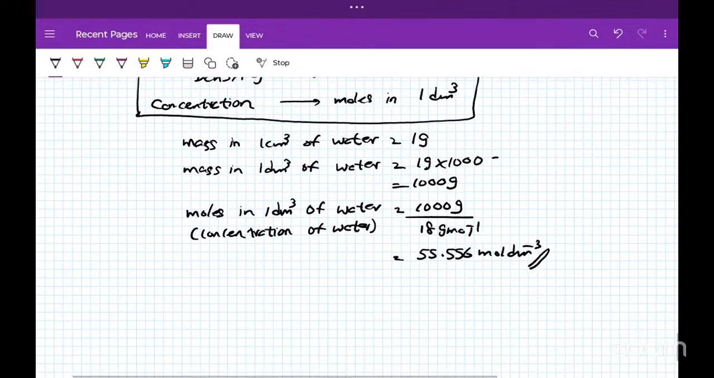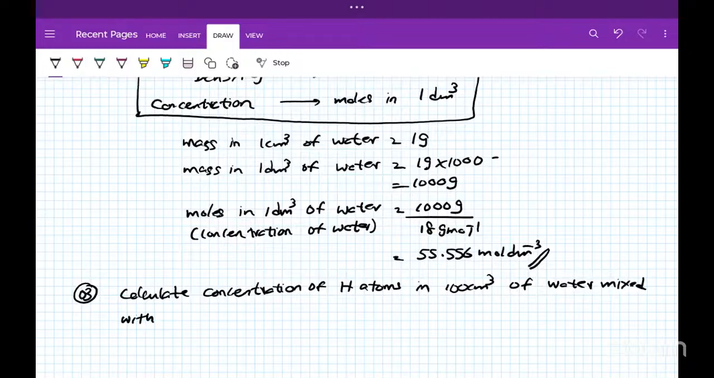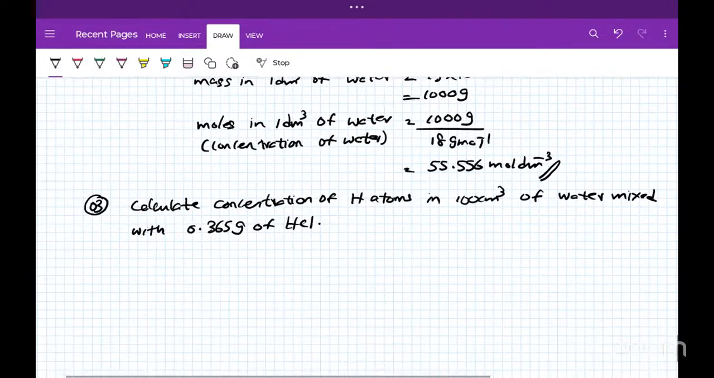Right. Number three, third question. Calculate the concentration of H atoms in 100 cubic centimeters of water mixed with 0.365 grams of HCl. Chlorine is 35.5. Hydrogen is 1.